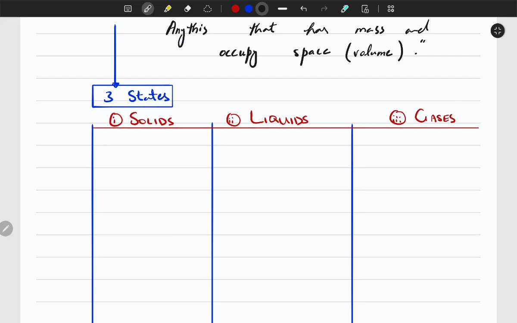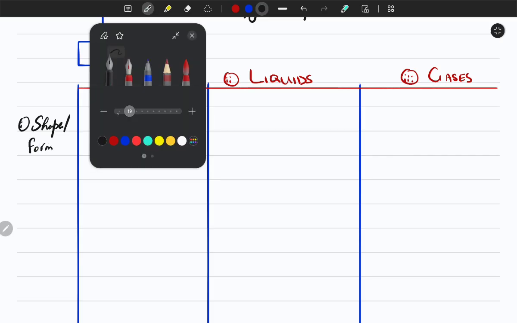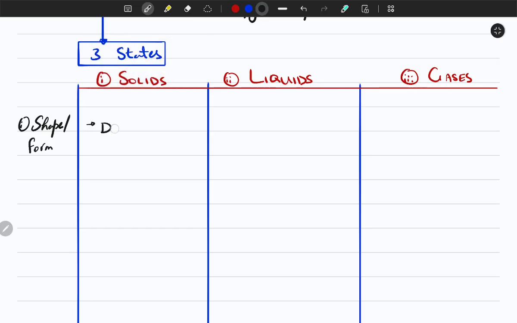Now we're going to see their properties, the properties that can easily help you distinguish between these three states. Number one, shape or form. Solids always have a definite shape. They have a very defined shape or form, just like your cell phone, your laptop, yourself, clothing; all of these are solids. Liquids don't have a definite shape, no defined shape.